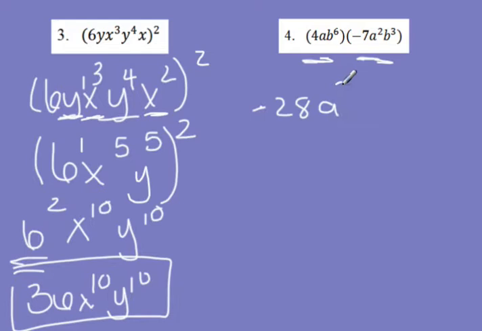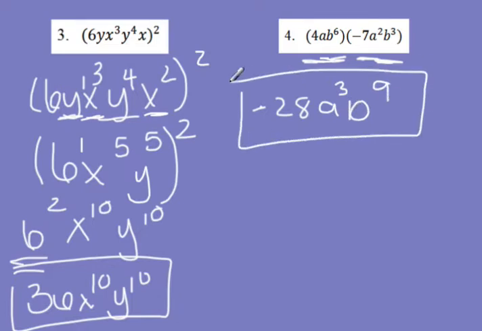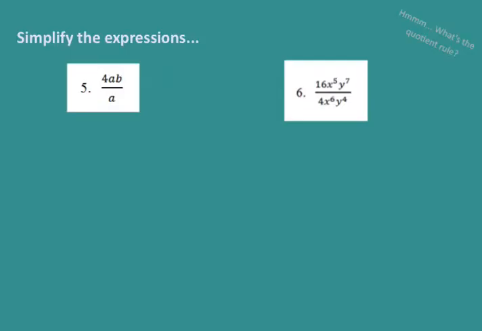So that's going to give me a to the third. b to the 6 times b to the third, you're going to add those exponents and you're going to get b to the ninth. And that is as simplified as you can get for number 4. Now let's take a look at number 5.